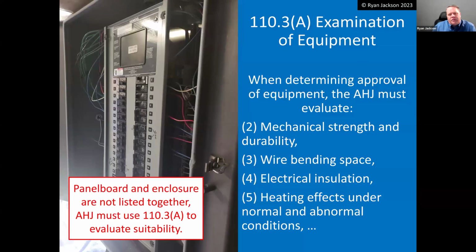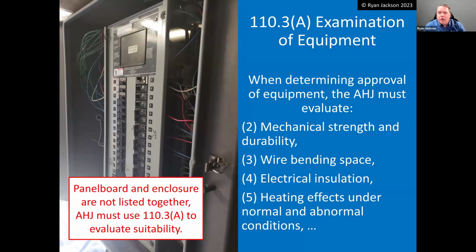Number two, we need to consider things like mechanical strength and durability, wire bending space, electrical insulation, heating effects under normal and abnormal conditions. So here we have an example of a panelboard, which is the guts, and the enclosure that it's in, and they're not listed together. But that's okay, because they don't have to be. So how do I know that that's going to be a safe installation?